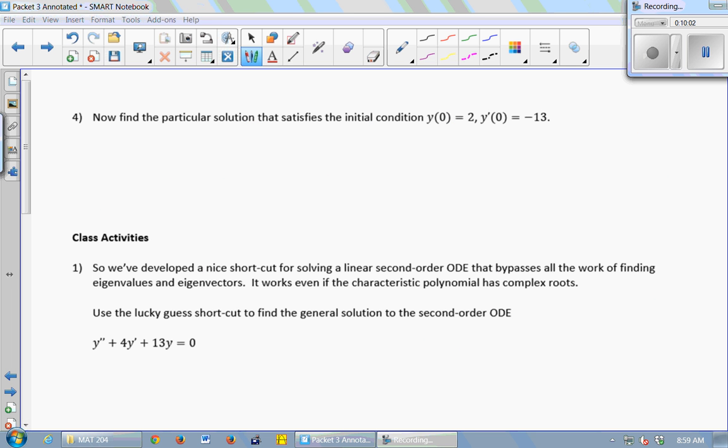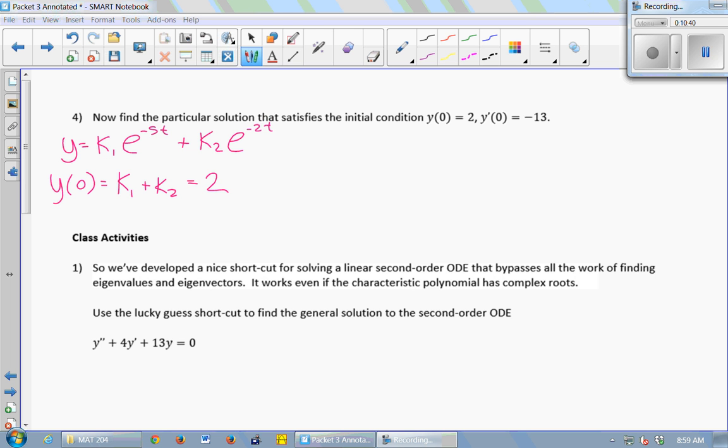Okay, so now that we found the general solution, I want to find the particular solution that satisfies the initial condition y of 0 is 2 and y prime of 0 is negative 13. So let me just write down the general again. It was y equals k1 e to the negative 5t plus k2 e to the negative 2t. I have two unknown constants, which means I need two initial conditions. So they gave me y of 0, which will be k1 plus k2, has to be 2.